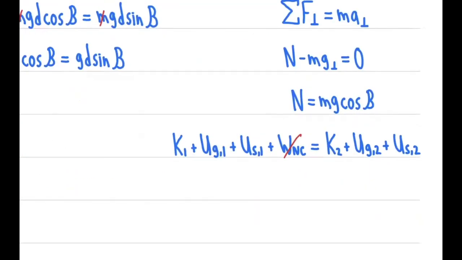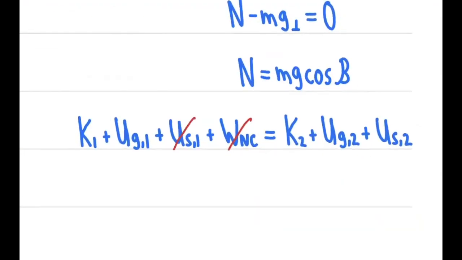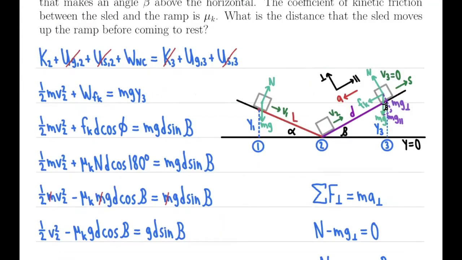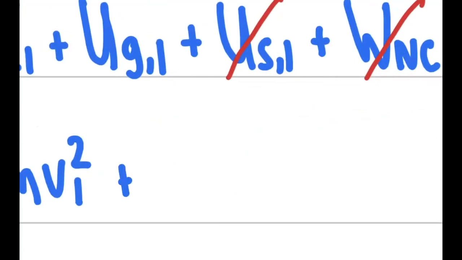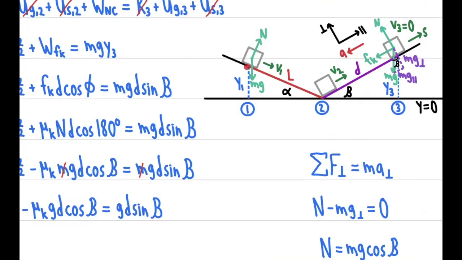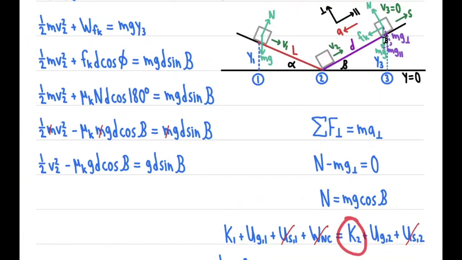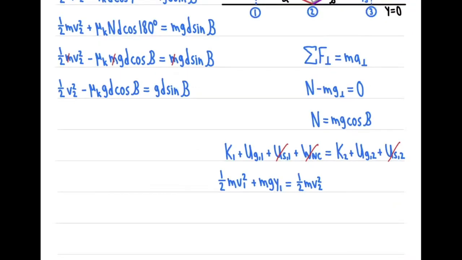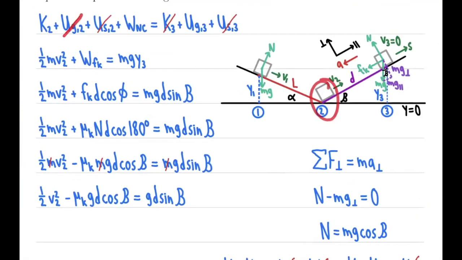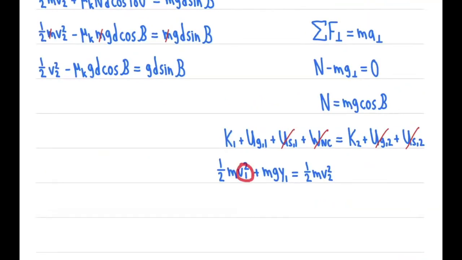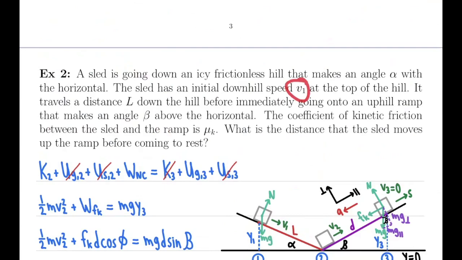Okay. We also have no springs, so U_S1 and U_S2, that's 0. K1 is 1/2 m v1 squared because the sled has a speed v1 initially. U_G1 is m g y1 because that's the height at position 1. K2 is 1/2 m v2 squared. And U_G2, we said earlier, is 0 because y2 is basically 0 at that point. So that cancels out. So we have v1 that's given in the problem right here.